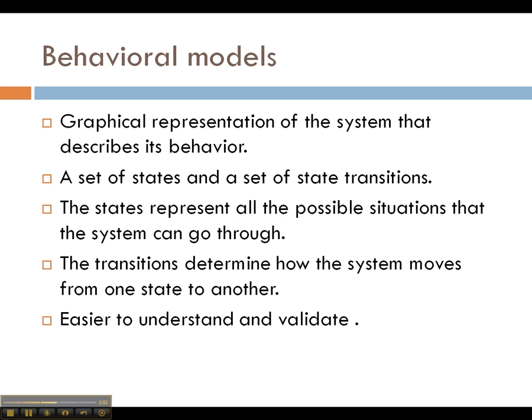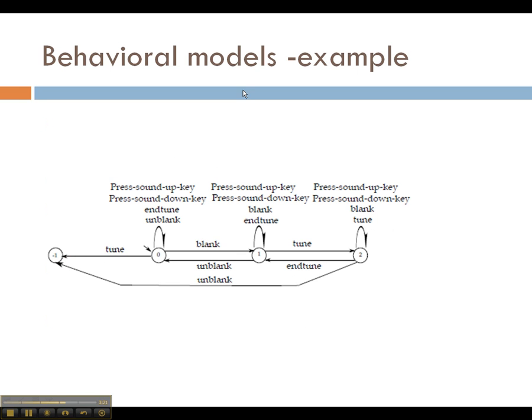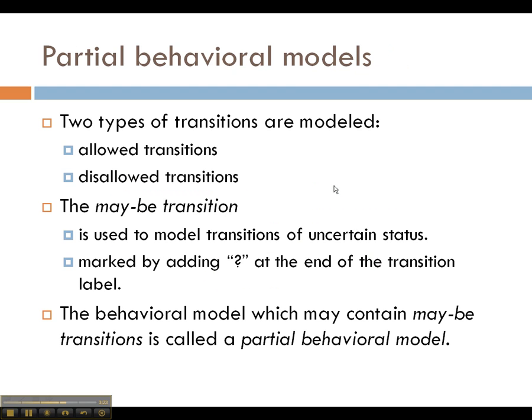Now, behavioral models. A behavioral model is a graphical representation that describes the behavior of a system. It consists of a set of states and a set of transitions. The states represent all possible situations that the system can go through. The transitions determine how the system moves from one state to another. Creating the behavioral model makes it easier to understand and validate the system. This is an example of the behavioral model of a system.